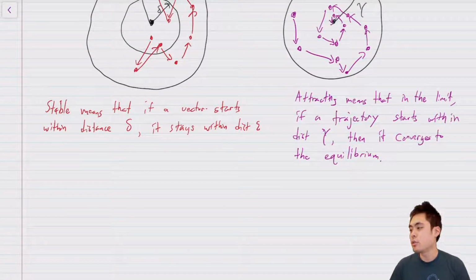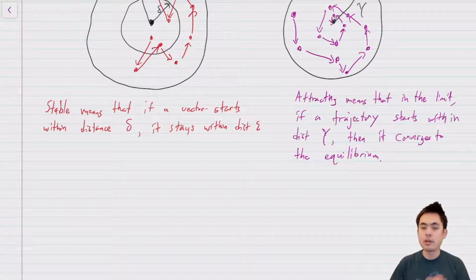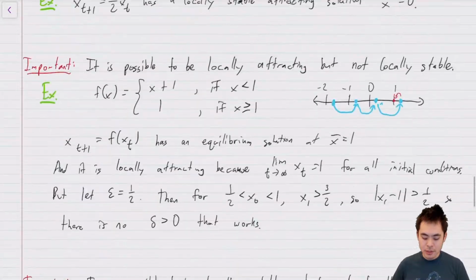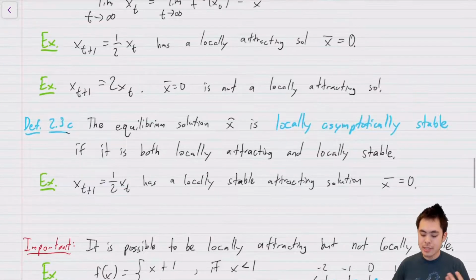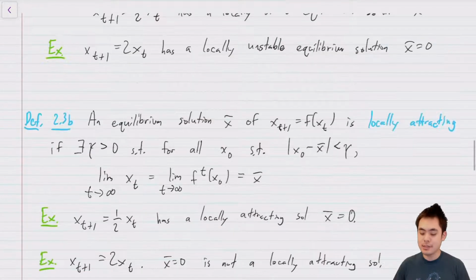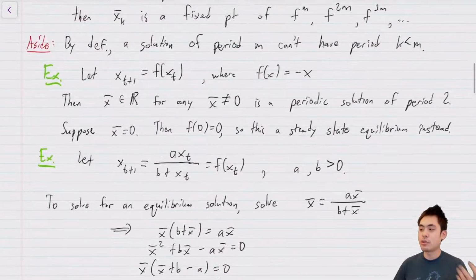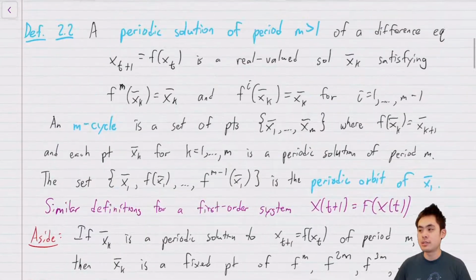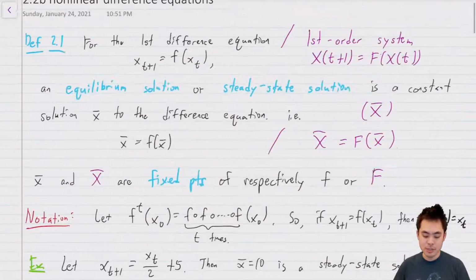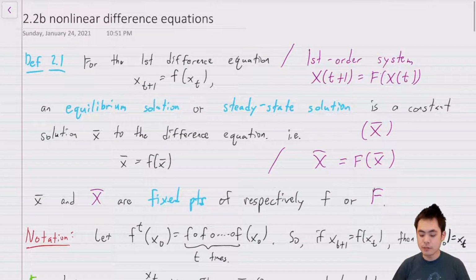Okay, so that ends this particular lecture. I just went through some examples about what stable means, what attracting means, and the general definitions of periodic and fixed solutions and steady state solutions of first order difference equations and first order systems. In the next lecture, we'll talk a little bit more about local stability, but for that, I'll see you next time.